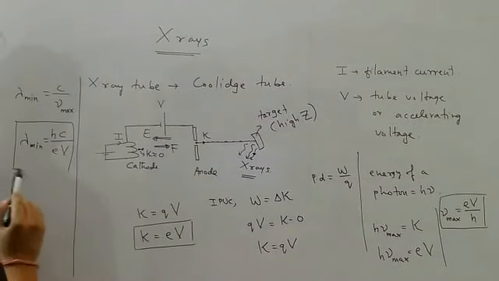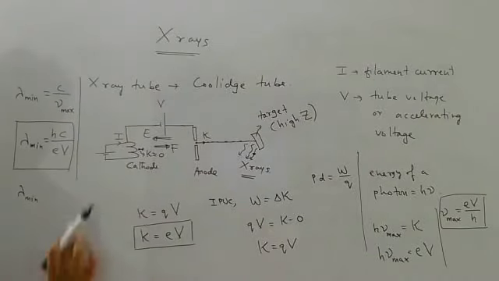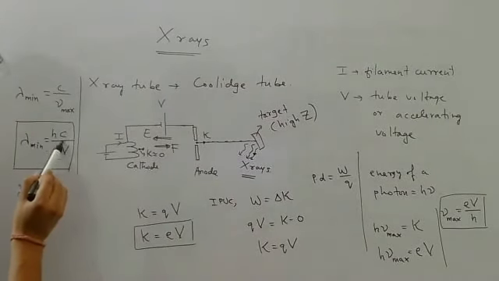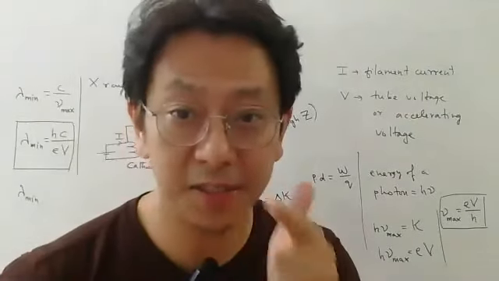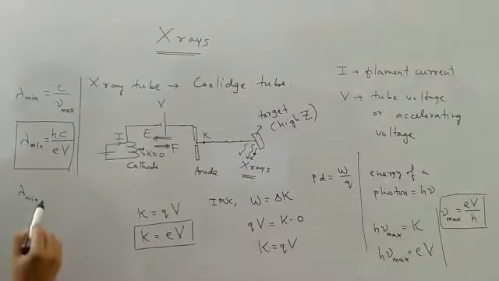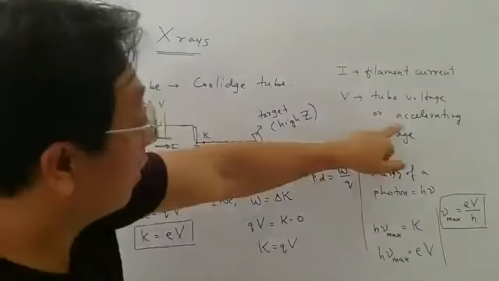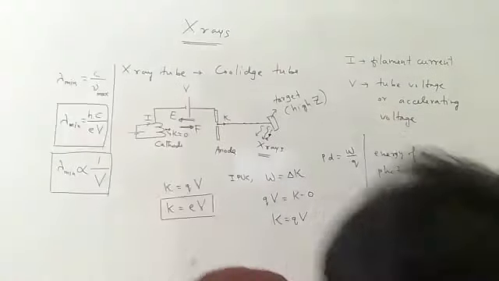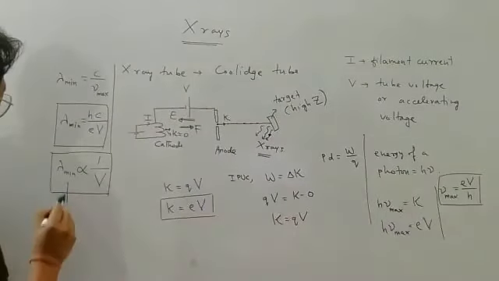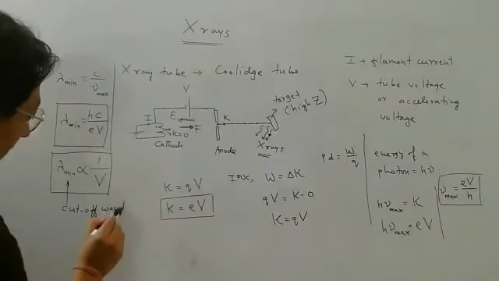One very, very important concept, all of you must remember: the minimum wavelength for X-rays depends on this accelerating voltage. Other things are fundamental constants. h, c and e never change. Therefore, it is inversely proportional to the tube voltage or accelerating voltage. So this is very important. Many questions will be asked based on this. Achha, this minimum wavelength also has one name. It is called the cut-off wavelength.